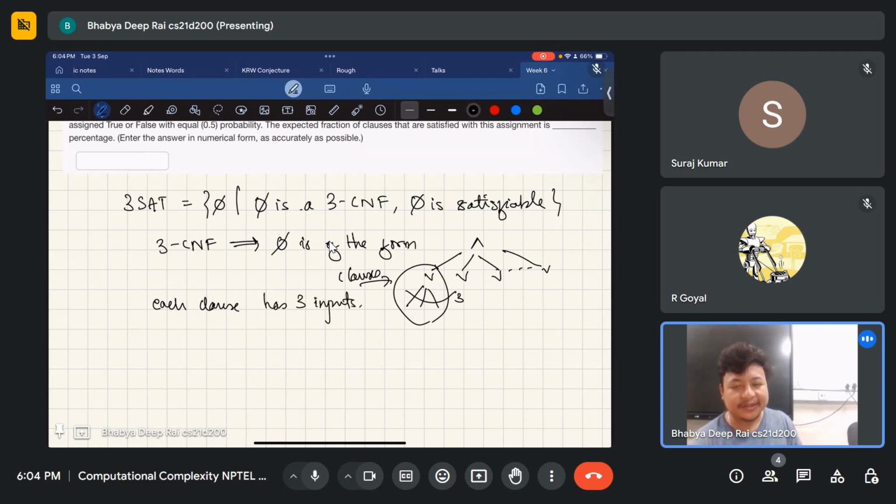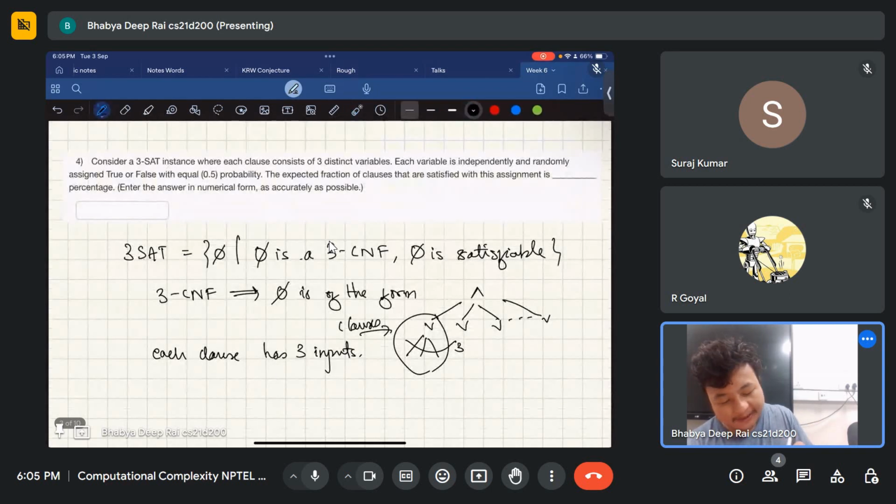We already know that 3-SAT is NP-complete. Given such a formula, which is actually of very low depth, just depth 2, checking satisfiability is so hard. 3-SAT asks whether this 3-CNF is satisfiable or not. Now, each variable is independently and randomly assigned true or false with equal probability. The expected fraction of clauses that are satisfied with this assignment is dash percent. Enter the answer in numerical form as accurately as possible.